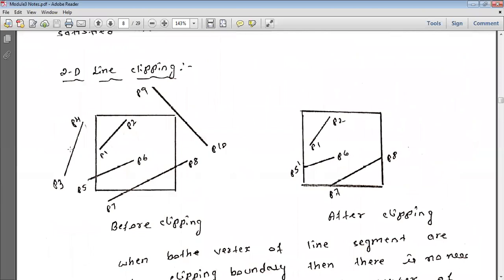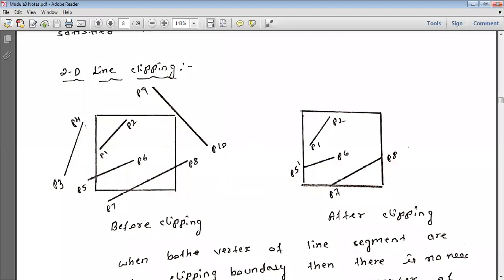Now see this particular diagram. In the first diagram we can see a lot of lines, where each line is recognized by its endpoints. This line is recognized by the endpoints P1, P2. This line is recognized by endpoints P5, P6. This line is recognized by endpoints P3, P4. Like this, each of these lines is recognized by its two endpoints.